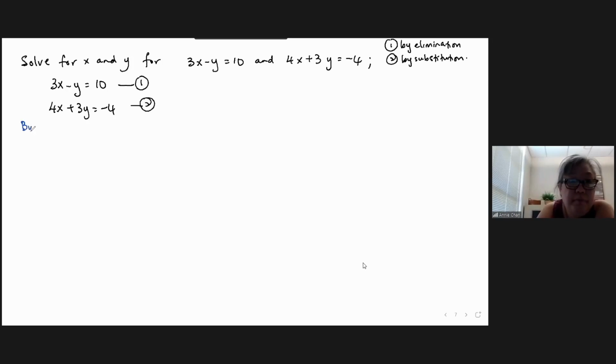Okay, so by elimination method. Hopefully my board work is neat so you can see everything. By elimination means I want to set either x or y to have the same coefficient. Now, I have to decide, do I want x or y? I'm going to look at the sign. In this equation, y is negative, and in this equation, y is naturally positive. So I'm going to eliminate y. In order to do that, I'm going to take equation 1, multiply by 3.